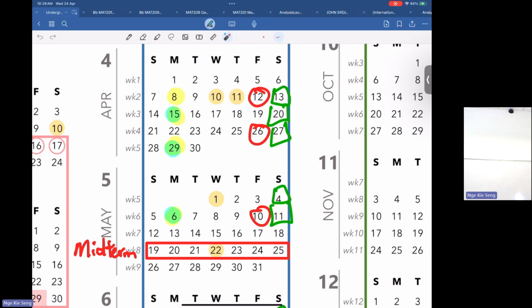So if in this case, then we fix the 29th midnight for the assignment 2 extension, and then we will fix either 9 or 10 for assignment 2.